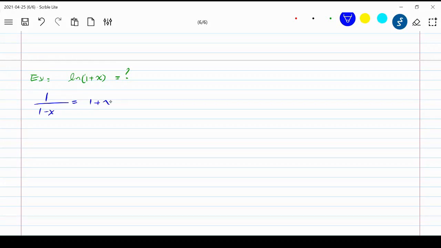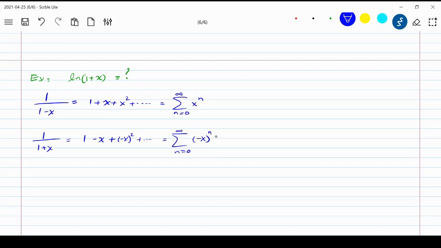So this was 1 over 1 minus x, which was exactly the same as summation of x to the power n, from 0 to infinity. And notice this is 1 plus x, so I'll first try to create 1 over 1 plus x. And that is exactly changing x to negative x everywhere. 1 minus x plus negative x squared plus next term, which is exactly the same as saying summation of negative x to the power n, n from 0 to infinity. Or you can write it as summation of negative 1 to the n, x to the n, n from 0 to infinity. It's the same thing.